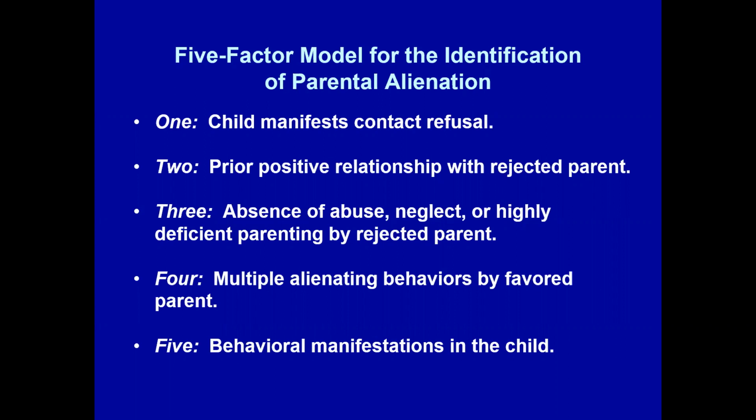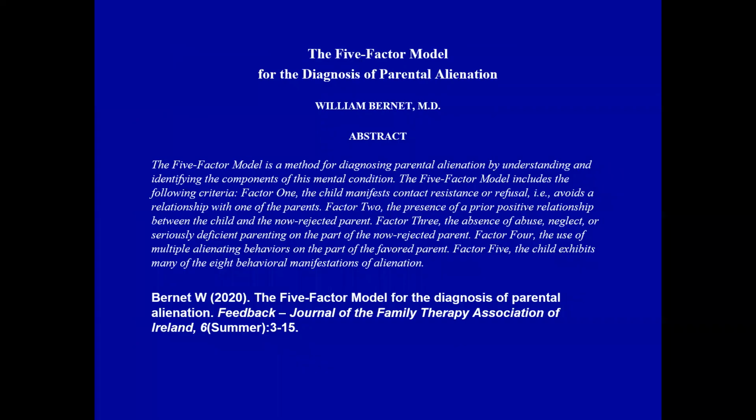We're cool. Okay, so this is an outline of what we're going to be talking about today. All of this has been written up in an article. You don't have to read the small print here, but the reference to this article is at the bottom. It was only published about a year ago in a journal in Ireland, called The 5-Factor Model for the Diagnosis of Parental Alienation. I sent this article to Carol, and I think she has distributed it, or will distribute it, to people on this Zoom call. So you don't have to take a lot of notes, just listen and pay attention. You can get this article that has the same information.